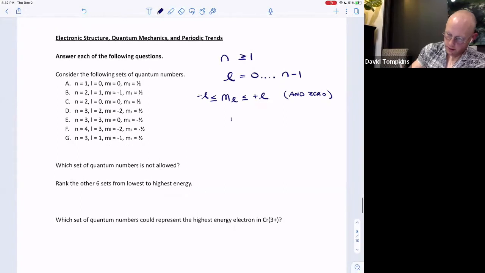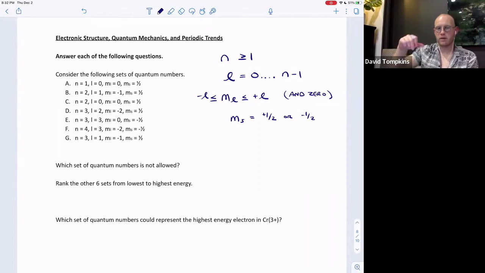And then M sub S, the magnetic spin, is either going to be plus 1/2 or minus 1/2. It helps to differentiate spin up, spin down for two electrons that have the same N, L, and ML values. They'll have different or opposite magnetic spins.